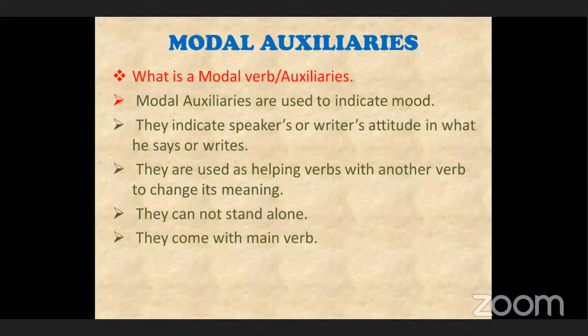So what we have seen is what a modal verb or auxiliary is. Modal auxiliaries are used to indicate mood. They indicate the speaker's or writer's attitude in what he says or writes. They are used as helping verbs with another verb to change its meaning. They cannot stand alone and they come with a main verb.